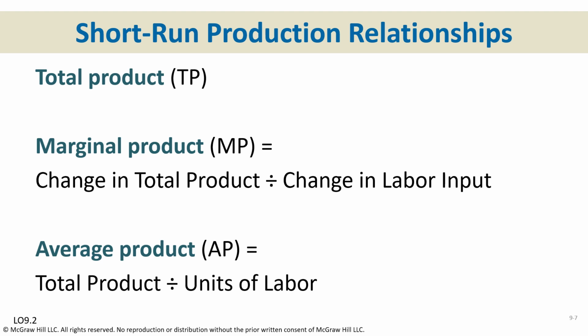The production relationships reflect how labor and output are related in the short run. The total product is the total quantity that is produced. Marginal product is the amount that total product changes when labor changes by 1 unit. It reflects the change in output when one more unit of labor is hired. Average product is the output that is produced per unit of labor.